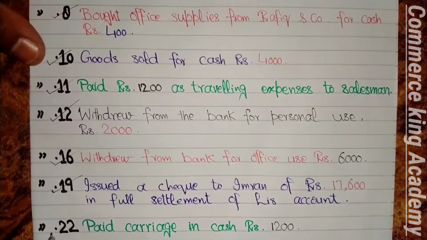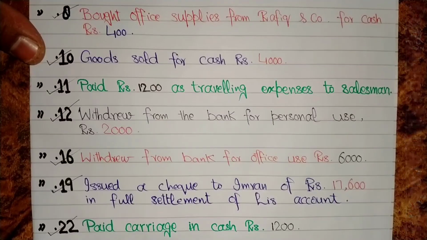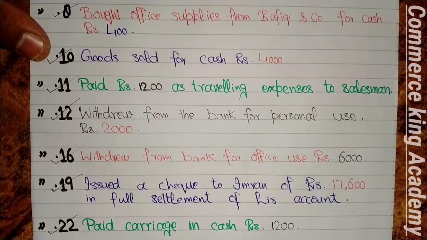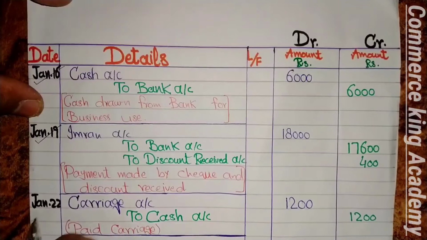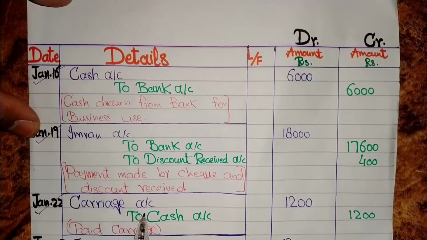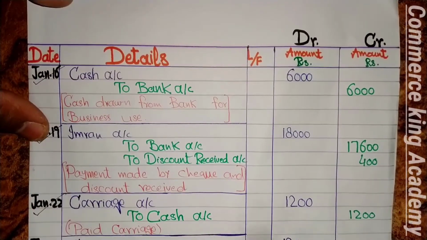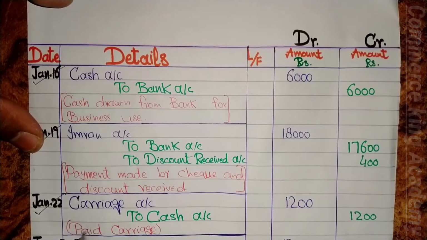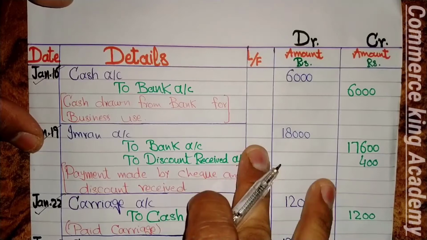Next entry is Jan 22: paid carriage in cash amounted 1200 rupees. The journal entry will be Jan 22, carriage account will debit amounted 1200 rupees, to cash account credit with the same amount 1200 rupees, with details or description: paid carriage by the business.